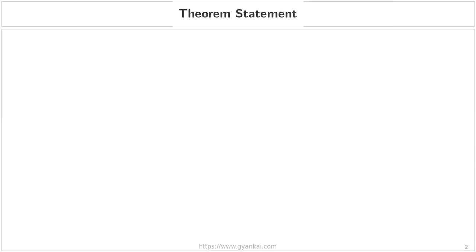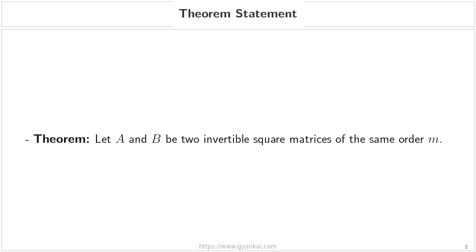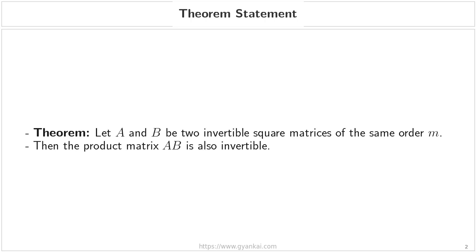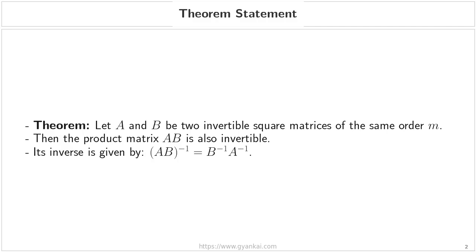Theorem statement. First, let's look at the theorem. Suppose we have two square matrices, A and B, both of which are invertible and share the same dimensions, or what we call the same order M. The theorem tells us that if these conditions are met, then the product matrix, AB, is also guaranteed to be invertible. However, the way we find its inverse is quite specific.